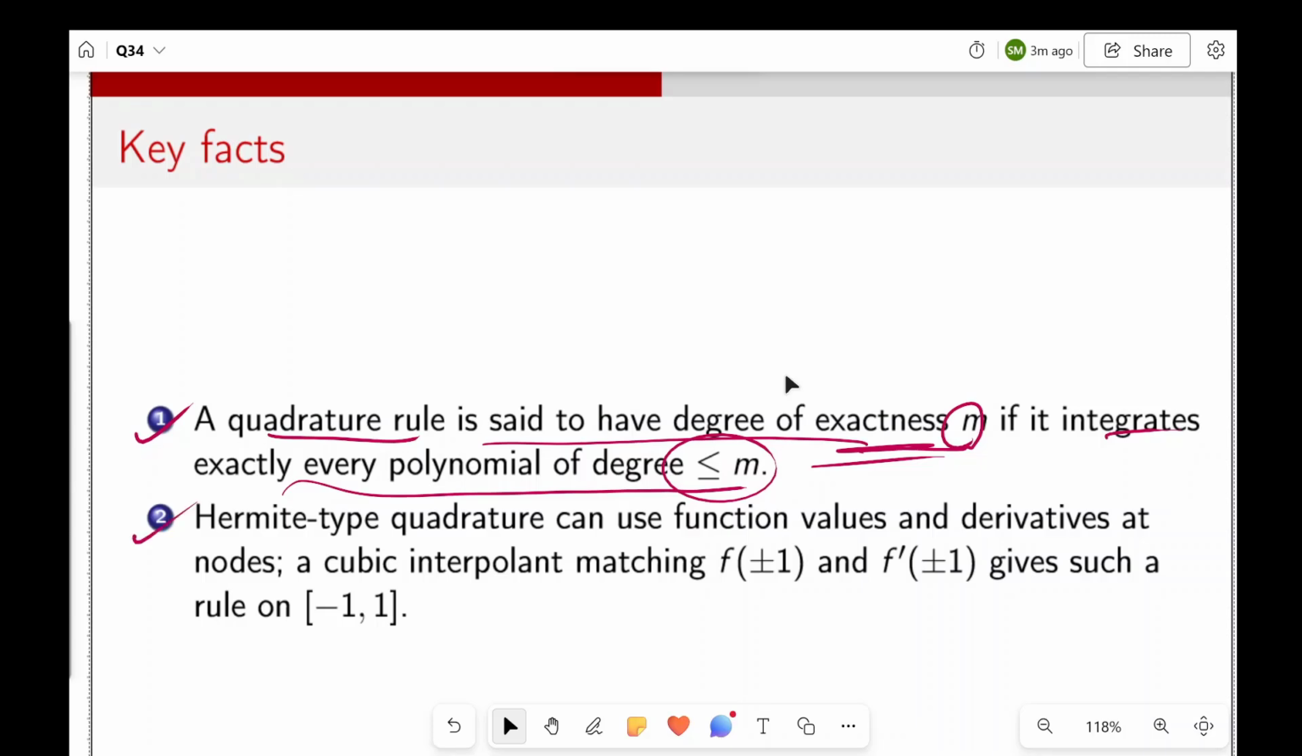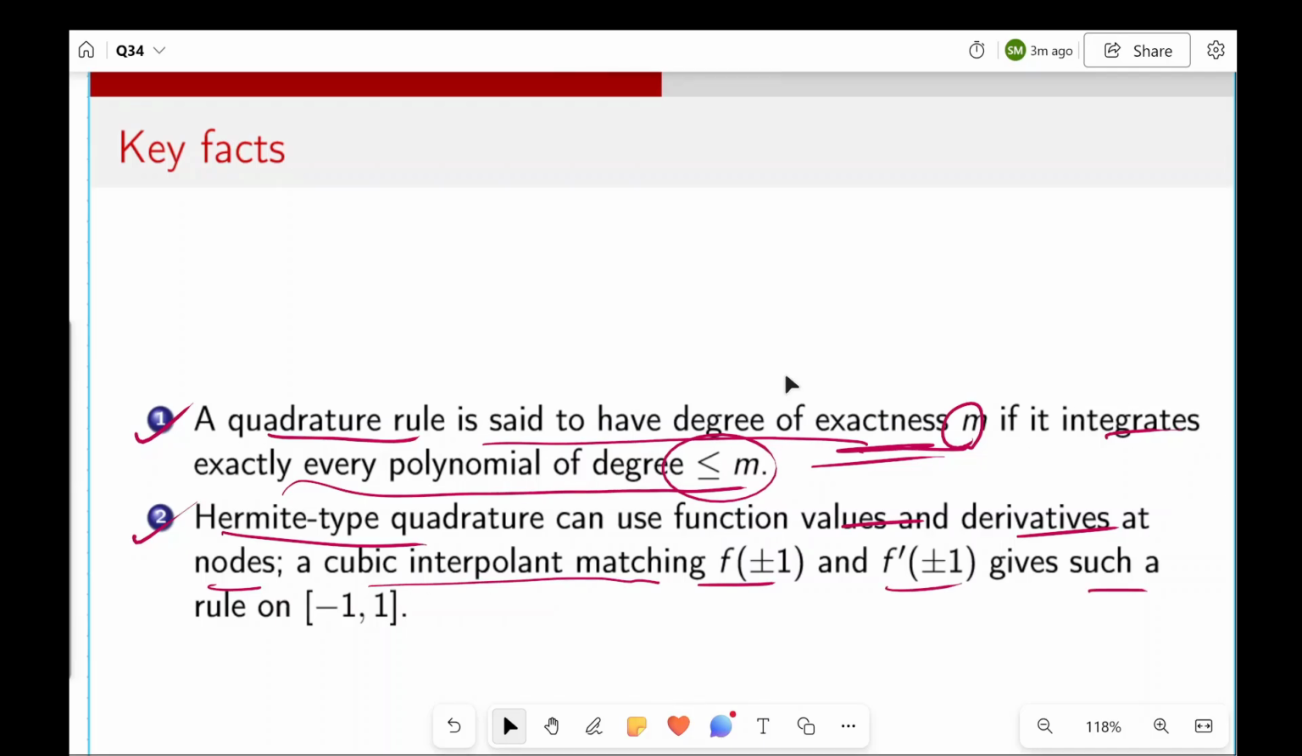The second fact is about Hermite-type quadrature formulas, where the function can use the values and derivatives at nodes. We have a cubic interpolator matching f at plus and minus 1 and f prime at plus and minus 1, and that gives such a rule on minus 1 to 1. But this first fact is the most important thing. Technically, throughout the solution we are going to use the first fact, but the second fact is also important and you should know it. However, for solving this problem, we are not going to use the second fact at all.